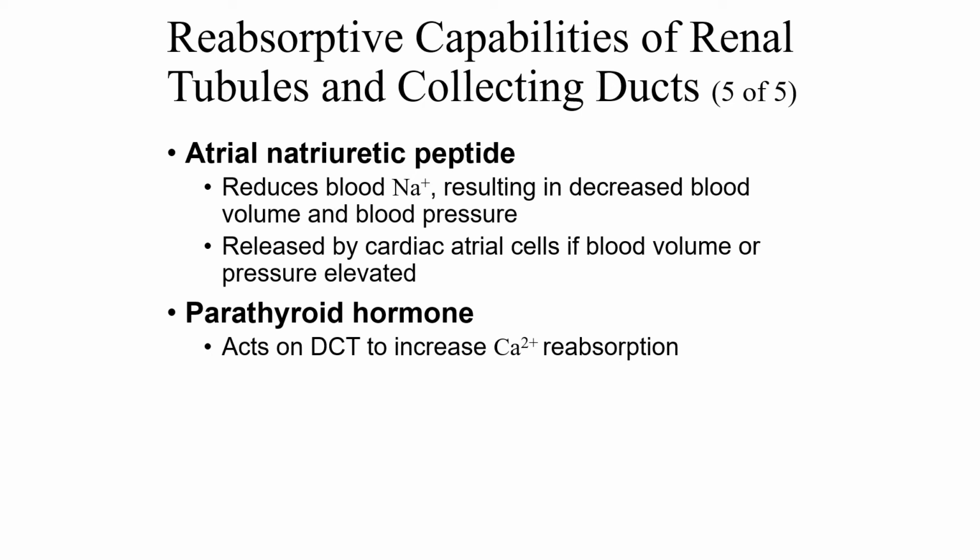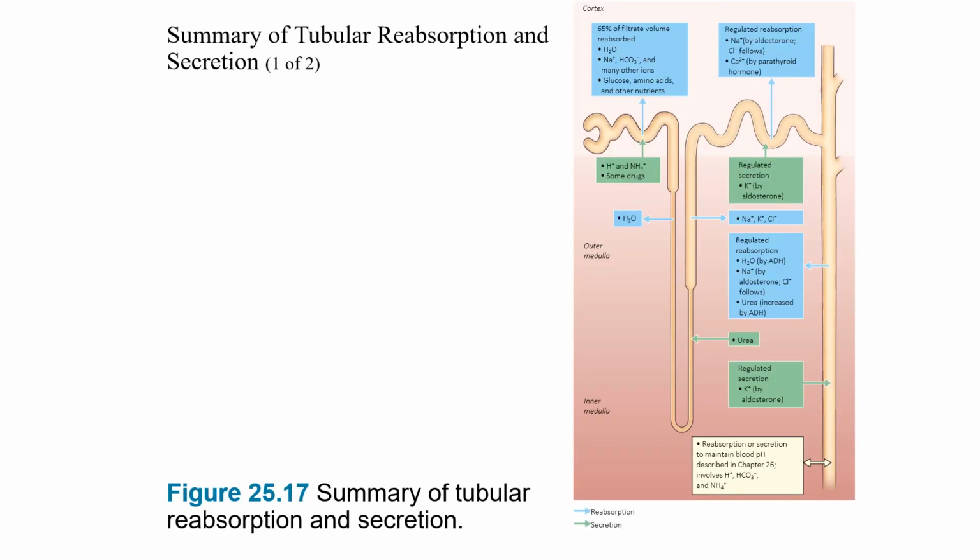And then we have parathyroid hormone, which acts not only on the bone, but on the distal convoluted tubule, and it tells the distal convoluted tubules to increase reabsorption of calcium into the circulatory system. That's amazing. It's just amazing.